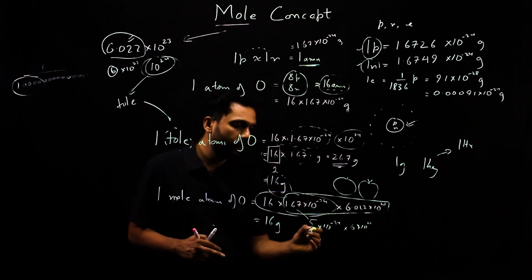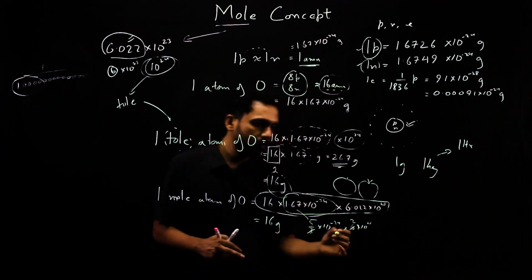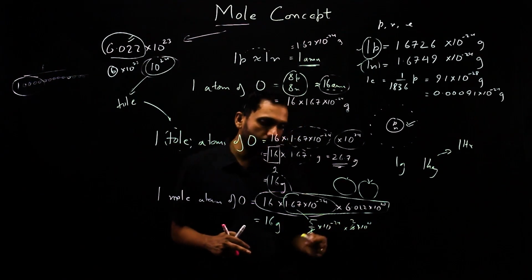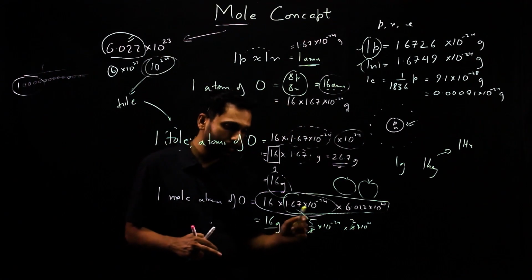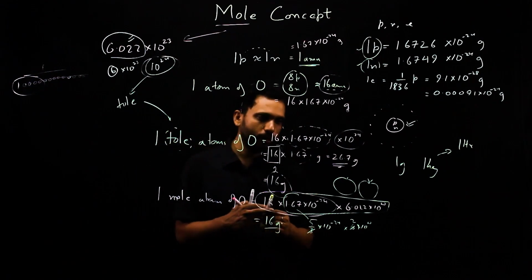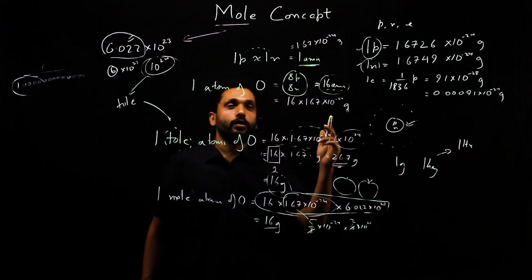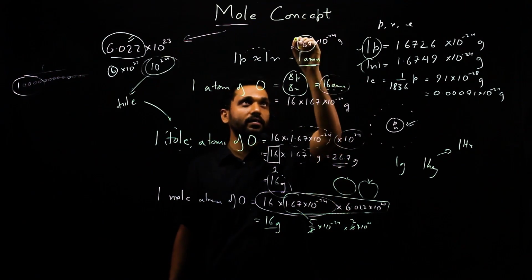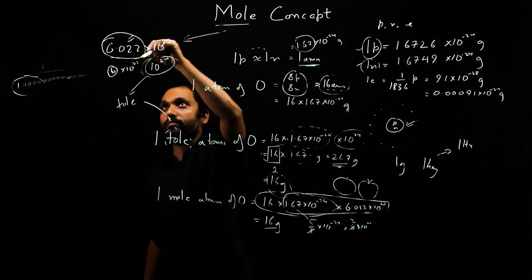So what do we get over here? 3 cancels with 6. That's a 2. 5 into 2 is 10. So that's 10 power 24 into 10 power minus 24. Gives you exact 16 grams. Now if I'm going into the exact values, I'll have to define this exactly, then I'll get that exactly.